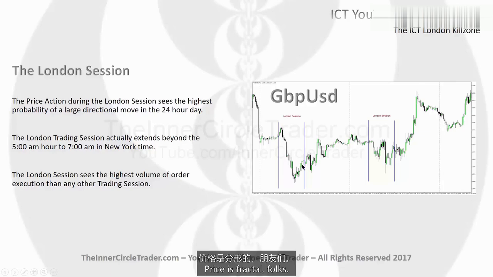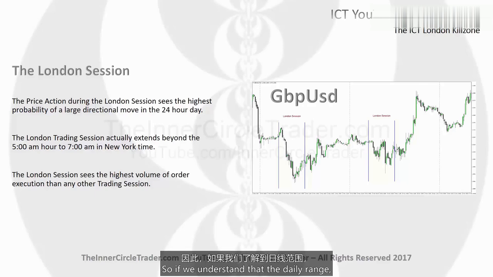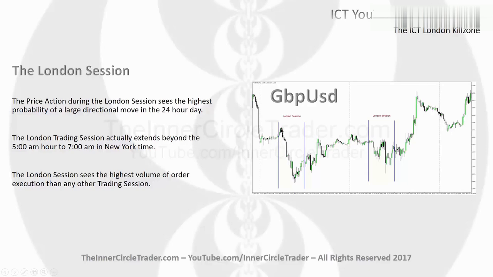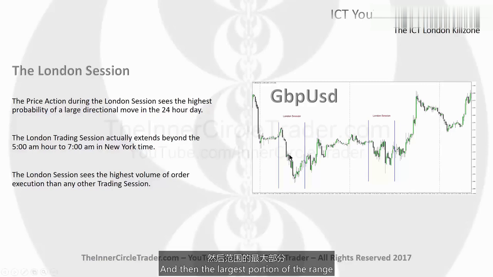Okay, price is fractal, folks. We can anticipate seeing duplicate patterns that are seen on higher time frames on a lower time frame. So if we understand that the daily range, if it's a bearish market profile, or if we're looking for lower prices, the opening on the daily range or daily bar is going to be at or near the high of the day. The high is going to be very limited in terms of how much it goes above the opening price. And then the largest portion of the range, between the open and the close, is going to be near the low of the day.